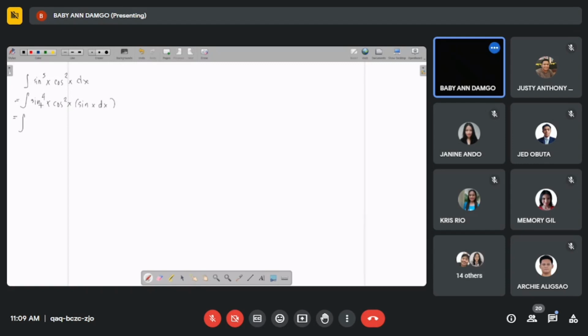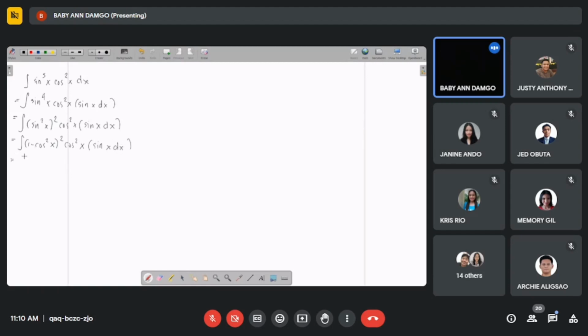Next, so here, so ato ni siyang mangitatag way nga mahimo ni siyang cosine. So this one pwede na to i-write as sine squared x to the power of 2 times cosine squared x times sine x dx. Okay? So, sine squared x is equal to 1 minus cosine squared x to the power of 2 cosine squared x times sine x dx.